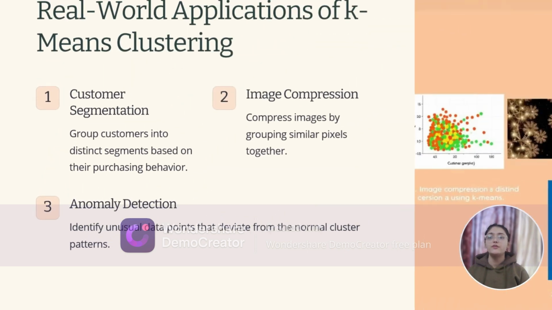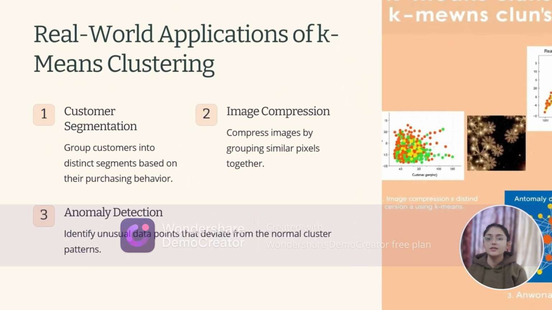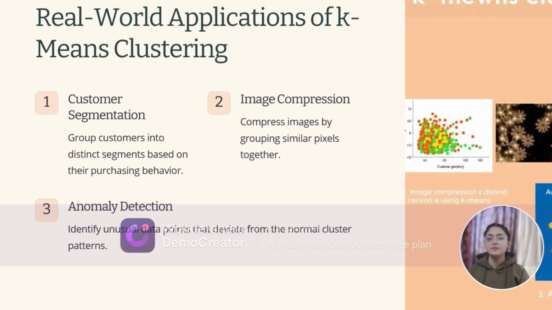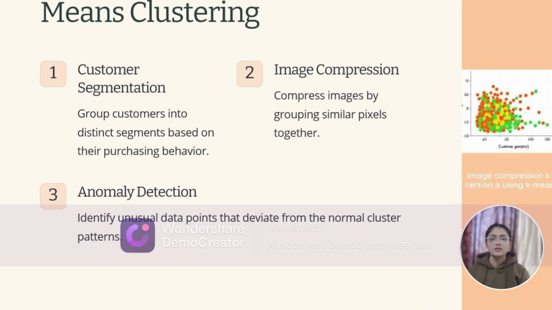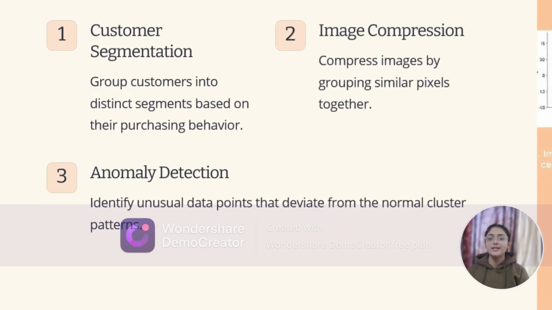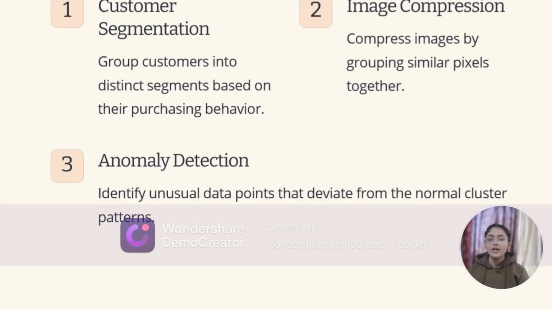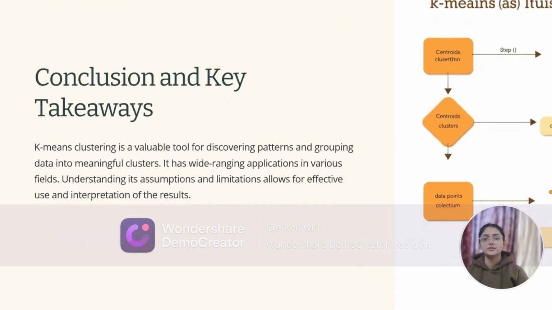Real-world applications of k-means clustering. Customer segmentation: group customers into distinct segments based on their purchasing behavior. Image compression: compress images by grouping similar pixels together. Anomaly detection: identify unusual data points that deviate from the normal cluster patterns.